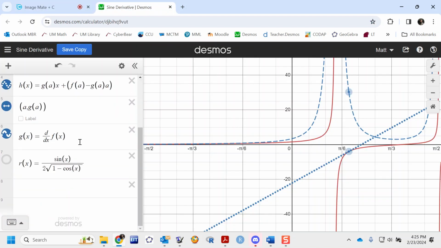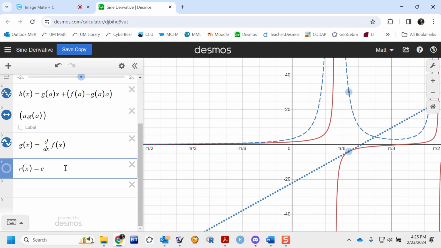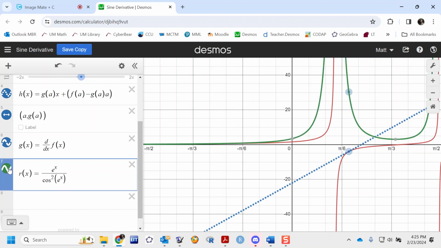Let's just see if it really is. So e raised to the x, all divided by the cosine squared of e raised to the x. I don't think I need that. There we go. And let's see if this works. Boom. So indeed the green function is overlaying the value of the slopes of the red function at every x. So it looks like we have a correct expression for the derivative.